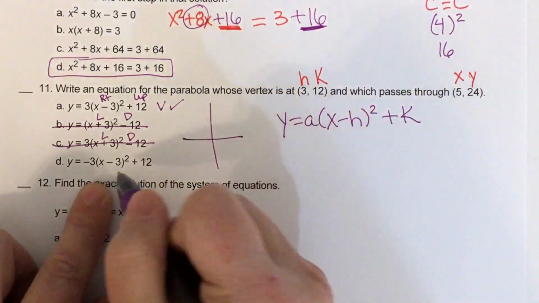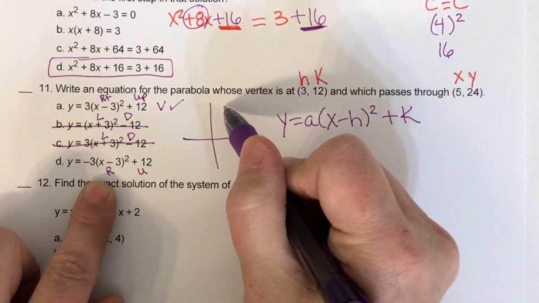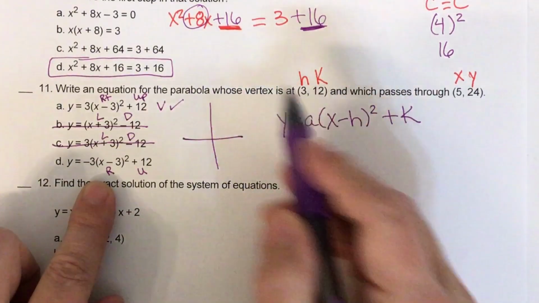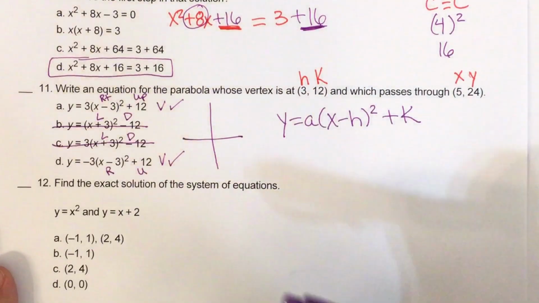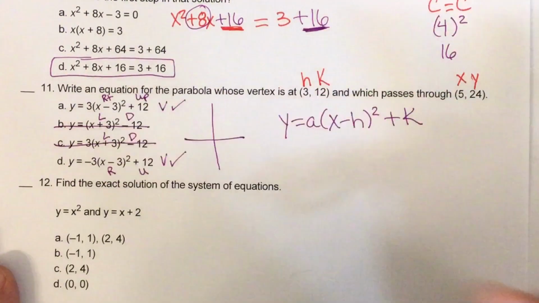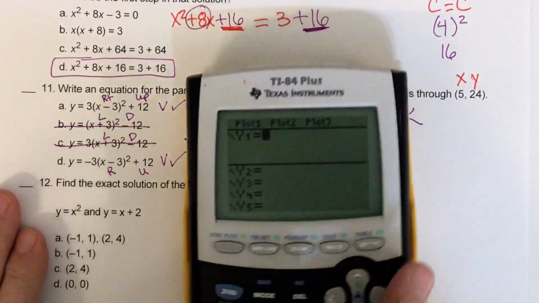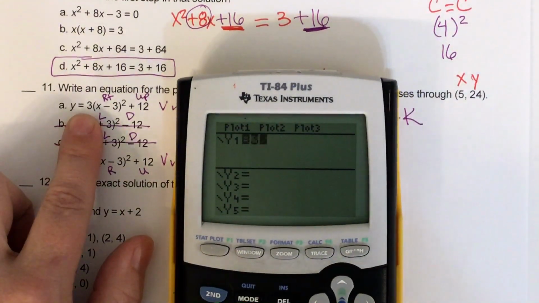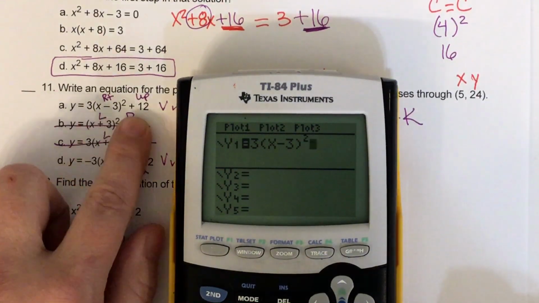This one goes right 3 and up 12. So right 3, up 12. Sure enough, that would put me at (3, 12). So this one has the vertex correct. Okay, so now I know it's between A and D. So because it's multiple choice, I'm going to use my calculator to figure out the next answer. So I am going to put in equation A, 3 parentheses, x minus 3, close it, square it, plus 12.